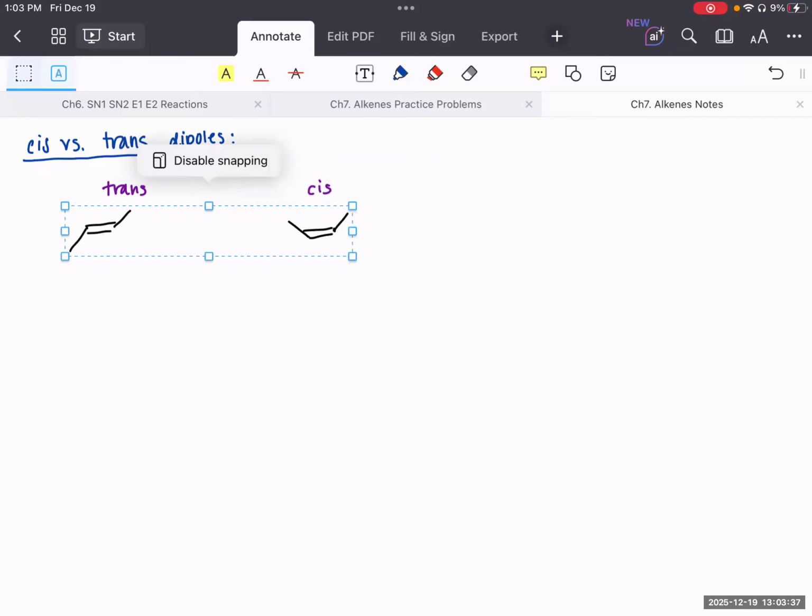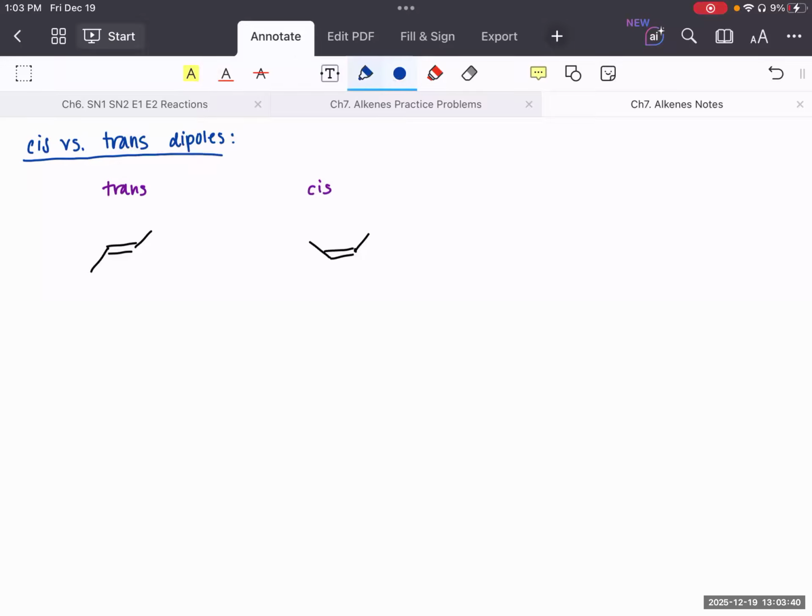And so what we can do for both of these, I'm actually going to make both of these a bit bigger, is draw in the net dipoles, the dipoles that we get for each of these groups. So alkenes are electron rich, and we'll talk a little bit more about that in a second, but we know that there's a lot of electron density within that alkene. If we were to draw in the dipoles, it would look something like this, because this methyl group, or CH3 group, is weakly electron donating, and so we have a very weak dipole here like that.